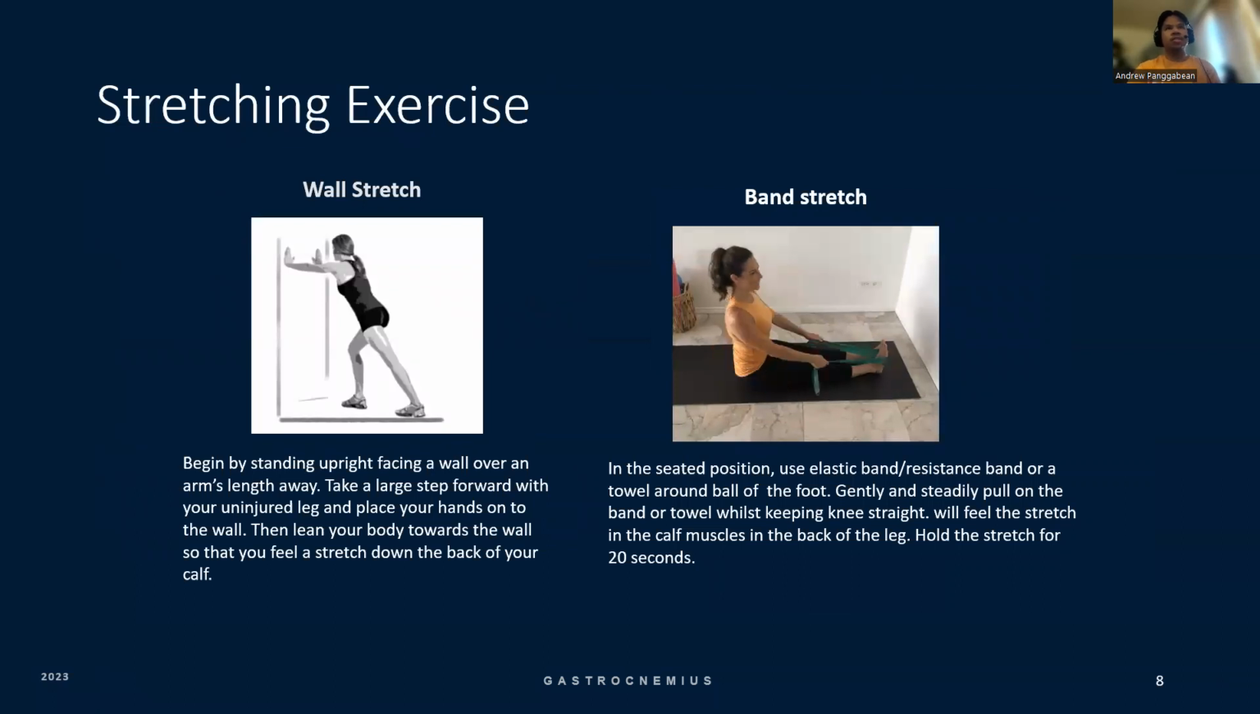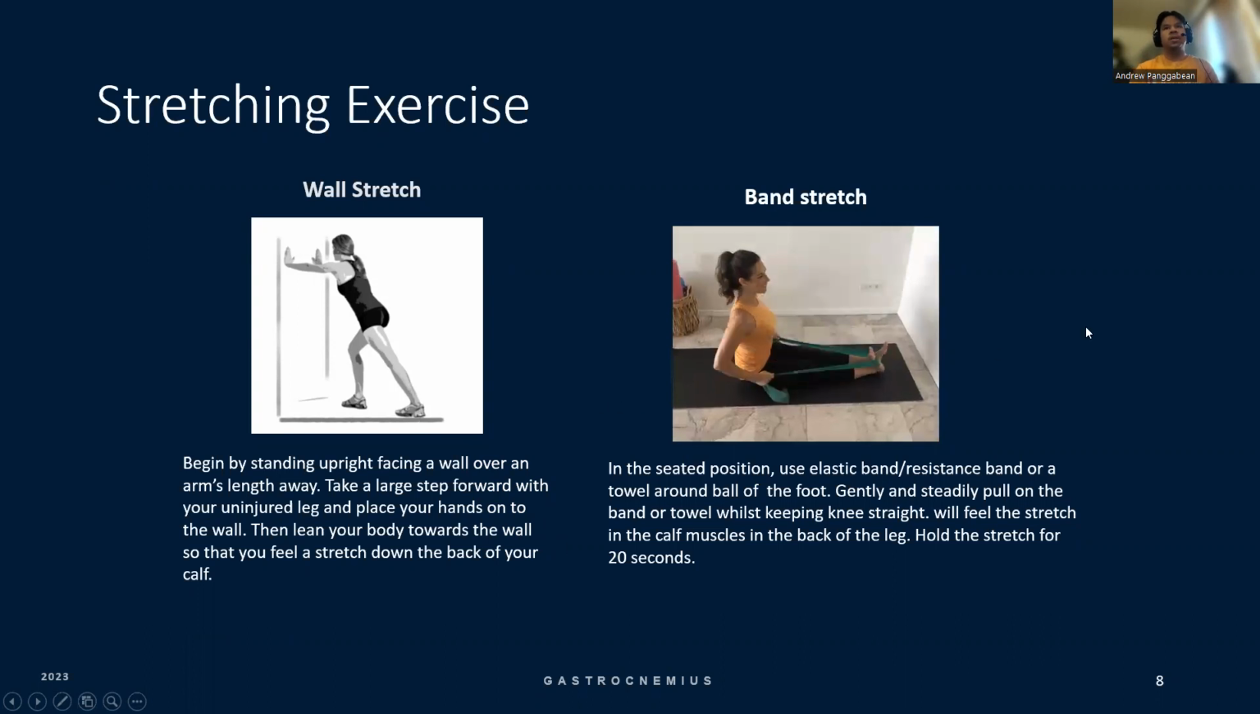Some stretching exercises that I chose will be these two. The first one is the wall stretch. When you do this, you want to find any wall, any clean surface you can find. When you begin, you stand upright facing the wall, about an arm's length away. Then you take a large step forward, just like this picture shows, with your injured leg or any leg you want, place your hands on the wall, and lean your body forward toward the wall, so that you feel a stretch down the back of your calf right there.